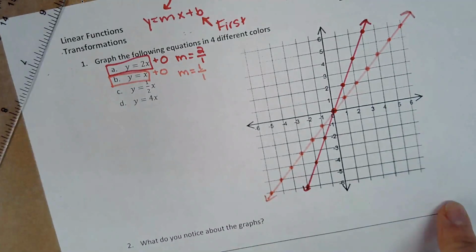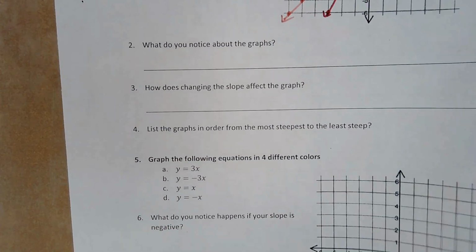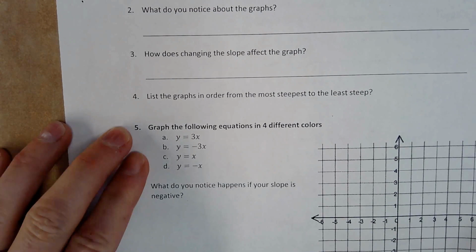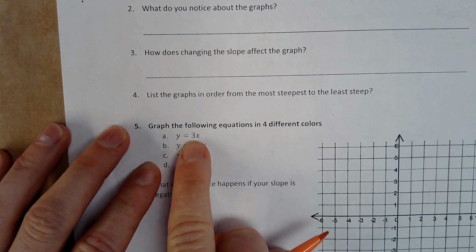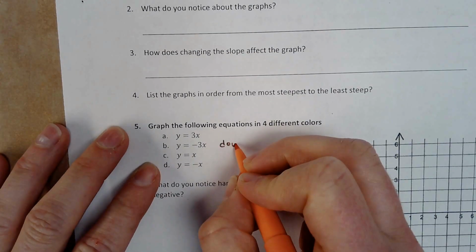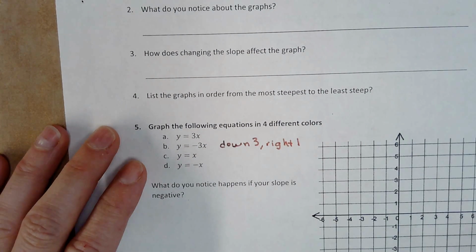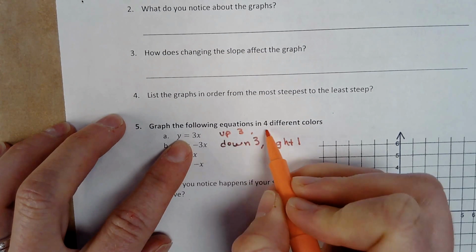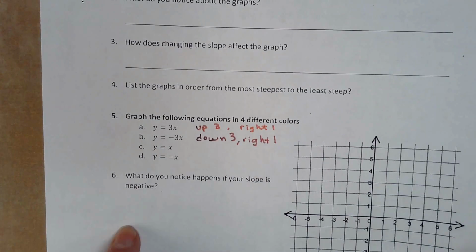Okay, so you're going to keep on graphing and then answer the questions. I just wanted to get you started on that. Okay, you'll answer the questions. And then 5, you have 4 more graphs to do. What I notice about this is that there's a positive 3x and then a negative 3x. So this is going to be rise 3, run 1. This one's going to go rise negative 3, which means down 3, right 1. Okay, this one was up 3, right 1. Hopefully that'll help you.